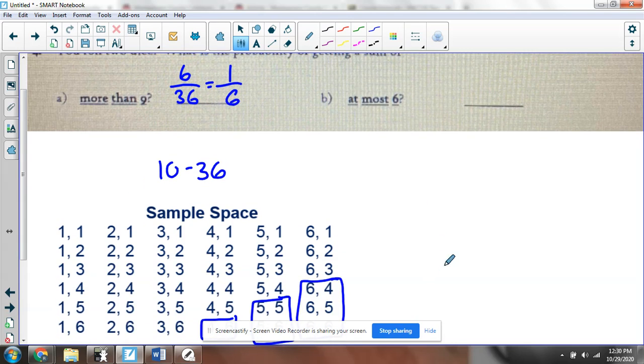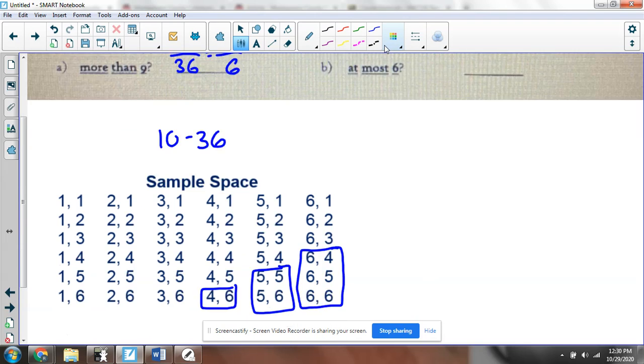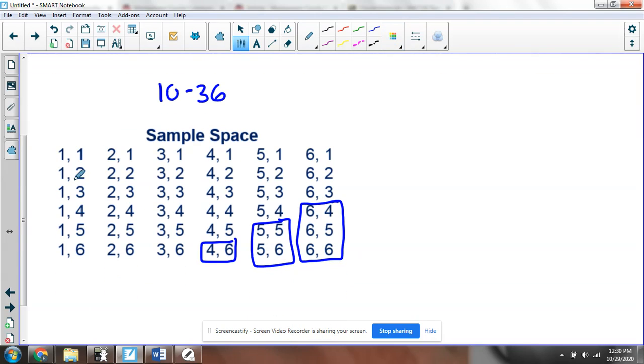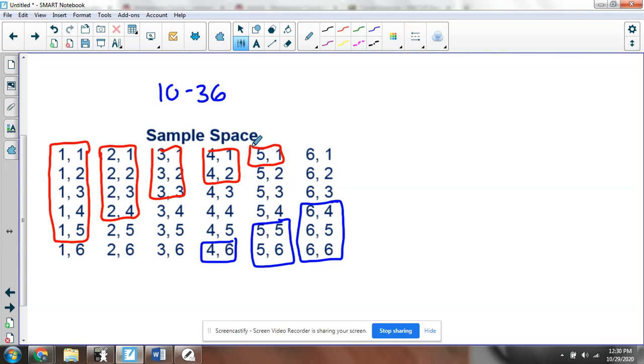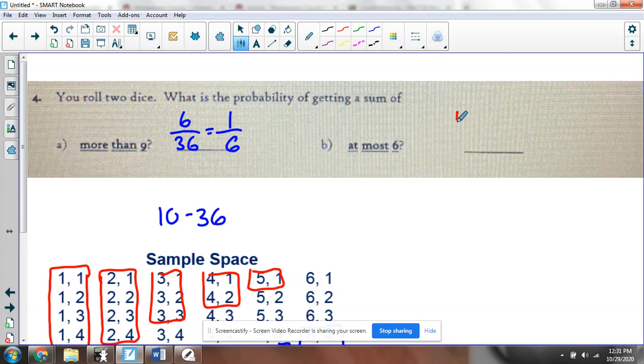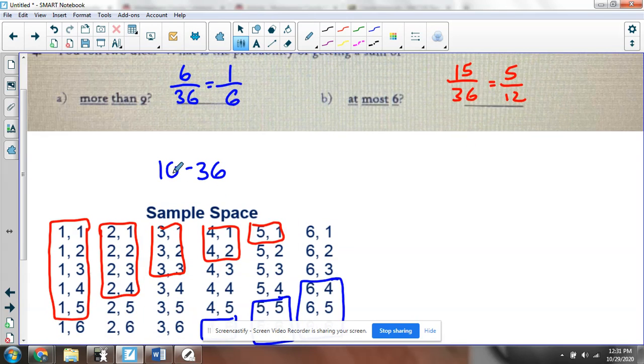At most 6. All right. Well, these are all. That's 2. So this all works. At most 6. So 6 or less. 6 or less. 6 or less. 6 or less. 6 or less. There you go. So we have 1, 2, 3, 4, 5, 6, 7, 8, 9, 10, 11, 12, 13, 14, 15. 15 out of 36, which if you divide both of them by 3, you get 5 over 12.